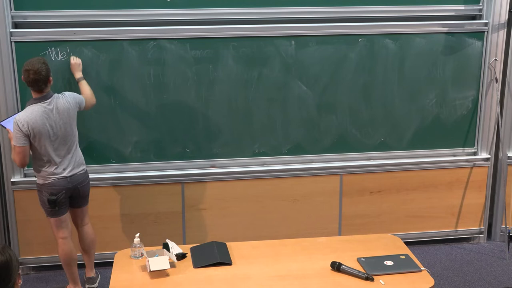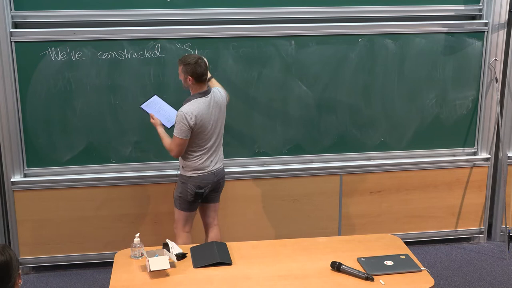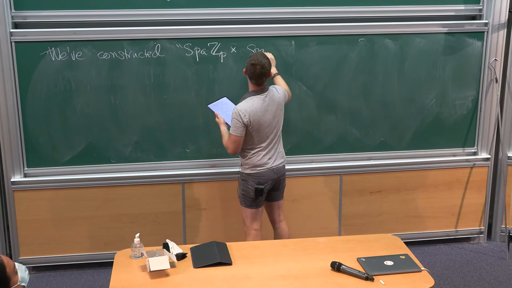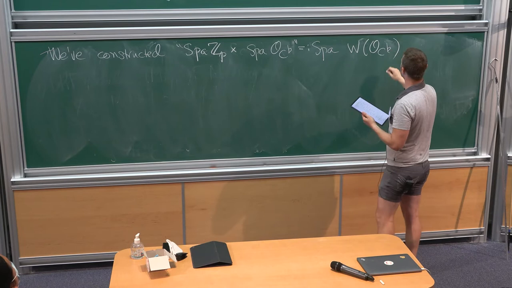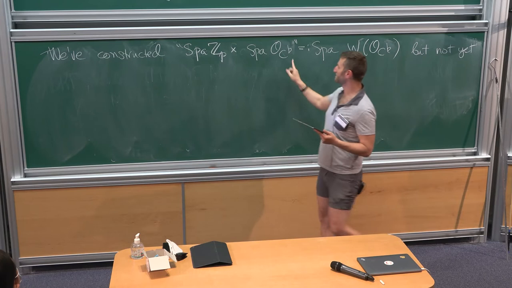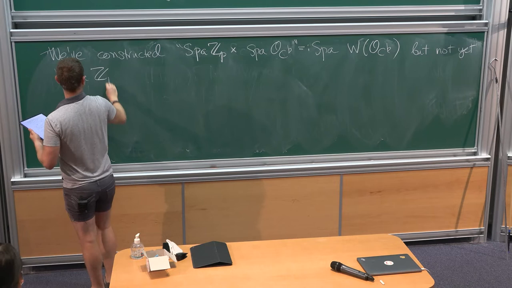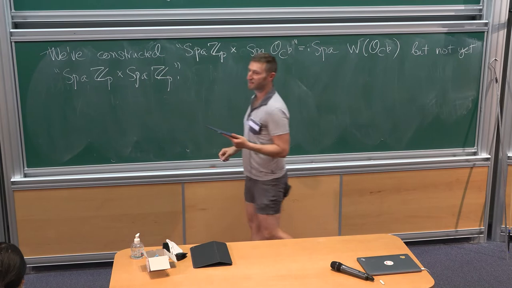So we've constructed this kind of product, Spa Z_p cross Spa O_C, O_C tilt. Well, we've defined it as this. But not yet anything more complicated than this. And certainly we haven't done this. Like, we have not yet descended this picture from this algebraically closed field down to something like this.